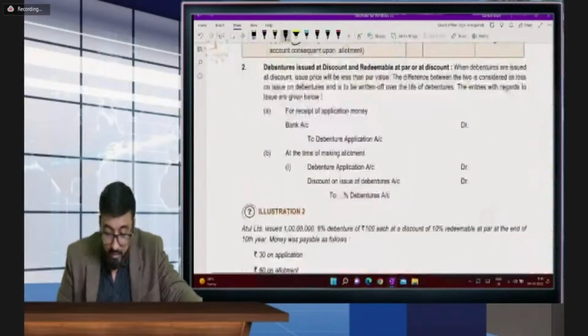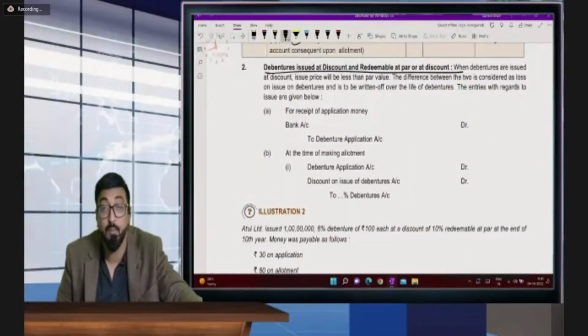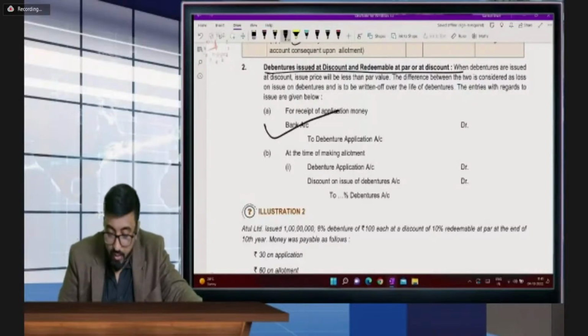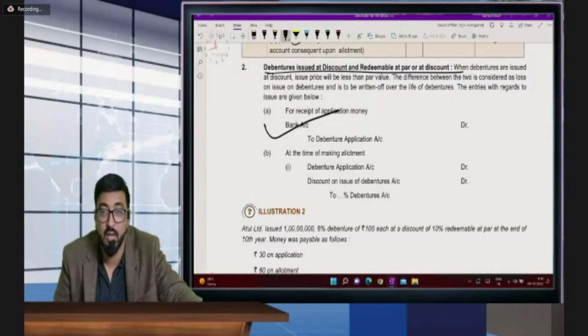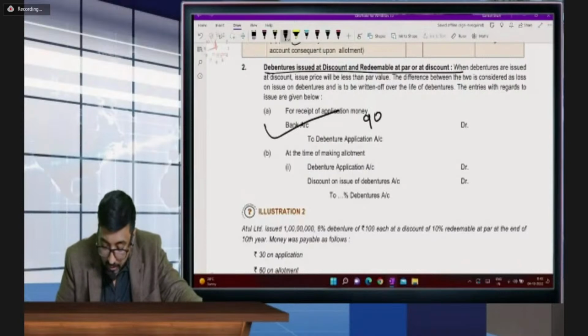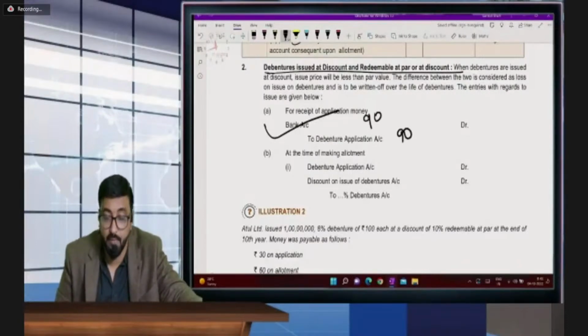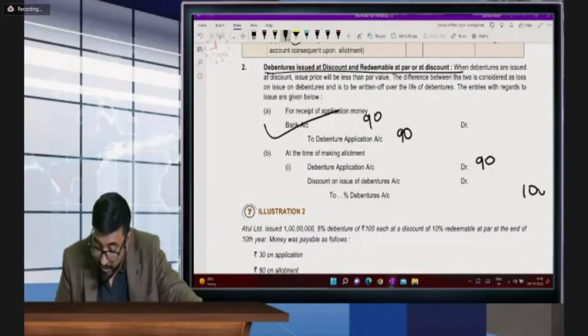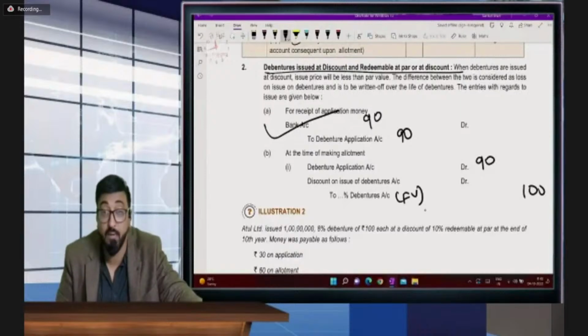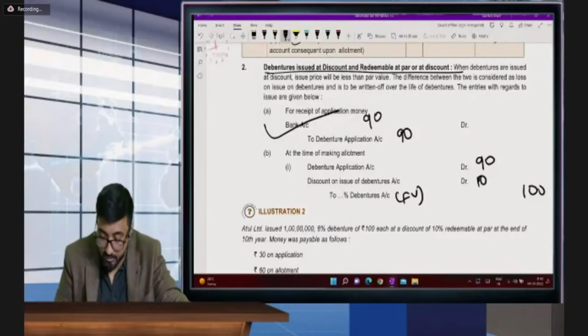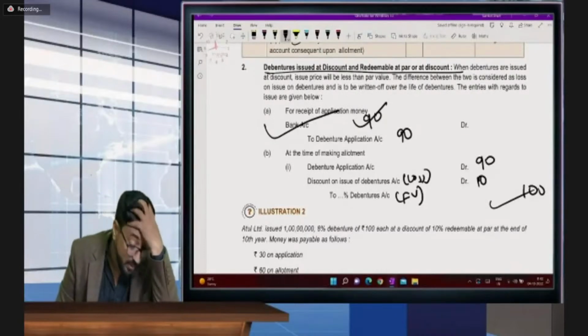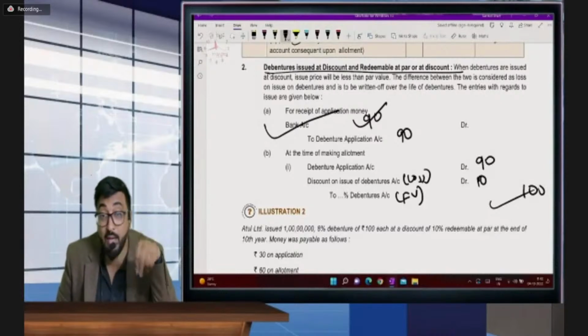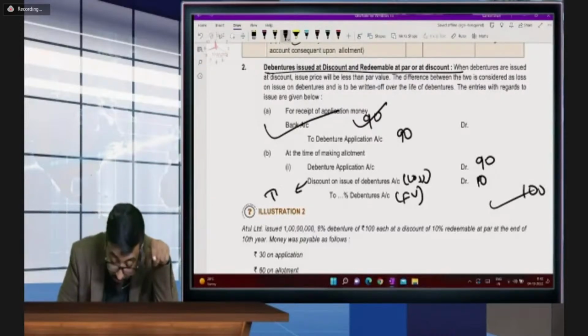Second one. Debentures are issued at discount and redeemed at par or premium. What is the entry? Bank account debit to debentures application. You can write here 90/90, and it is always recorded at face value. So debentures is always recorded at face value. Discount will be rupees 10. Discount is your loss. So today I'm getting 90, but in future I'm going to pay 100 rupees. So 10 rupees is my loss, and that you will record today itself.